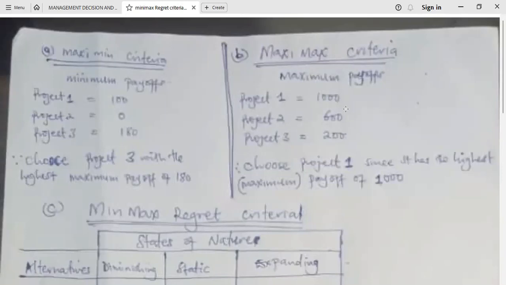And the one that has the highest value is project 1, which is having that 1,000, because 1,000 is the highest value here. In other words, it's a max. We take the highest of the highest. The other side, we take the highest of the lowest.